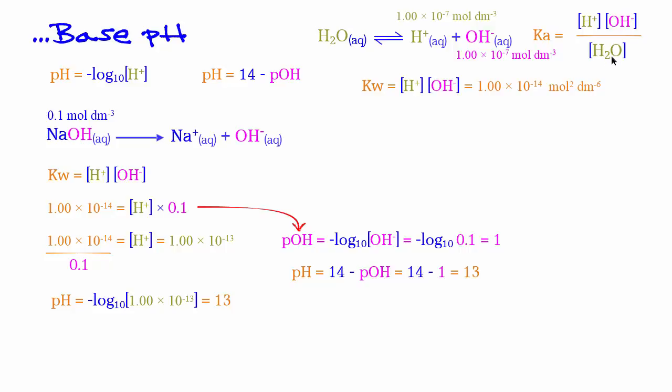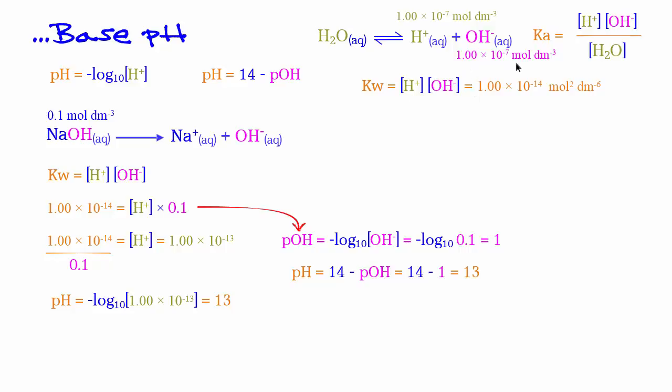Now water's concentration is effectively a constant. So we can take this constant up and multiply it by this constant. Remember, this Ka value is a reflection of how much dissociation is occurring. That dissociation is constant at a given temperature and pressure. So if you multiply two constants together, you end up with another constant, and we're calling that the ionic product of water, Kw. This Kw is those two multiplied together.